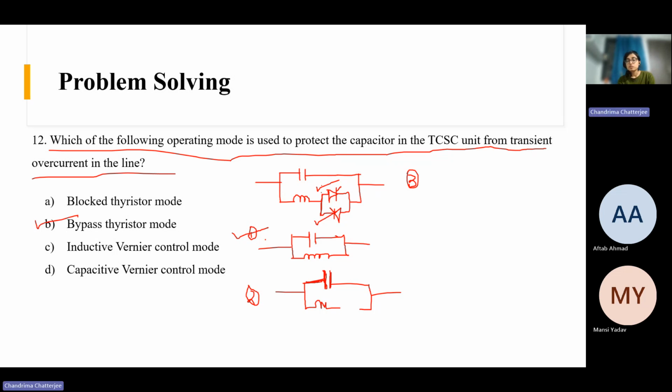And this is the blocked mode. When they are open, this is called the blocked mode. Fine.